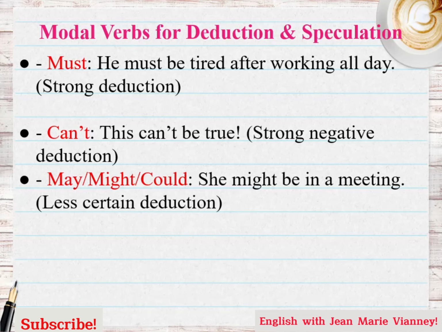May, might, or could, we can say she might be in a meeting, or she could be in a meeting, or she may be in a meeting. So this is less certain deduction.